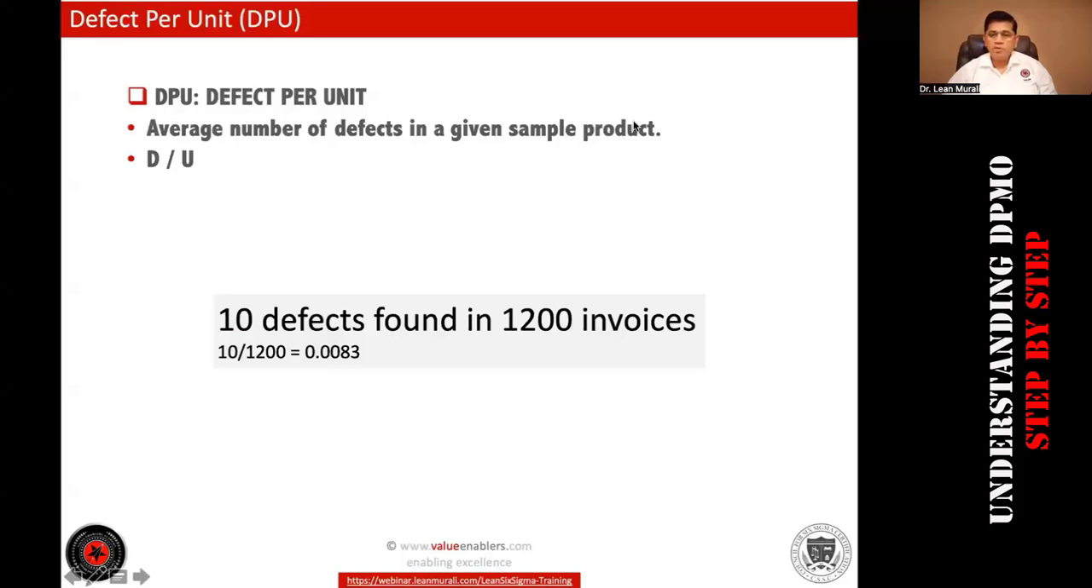How many of you are clear about this? So type super clear in the chat box. Suppose you have 1,200 invoices and you found 10 defects. Then defects per unit is 10 divided by 1,200. Okay, good. If DPU is clear, you can write DPUSC, which is DPU is super clear. It is very simple. The defects per unit is clear, right?